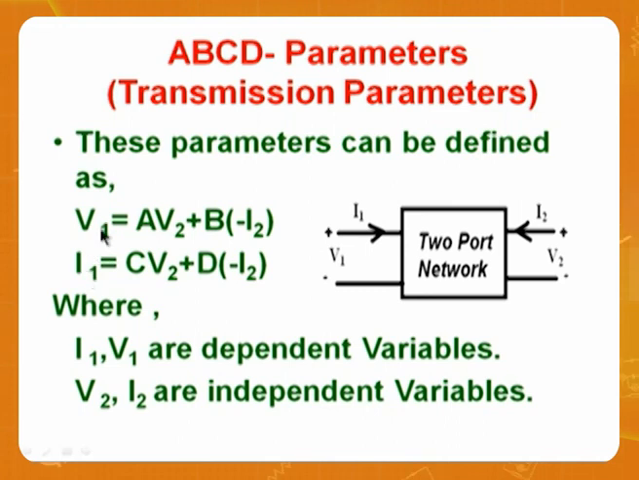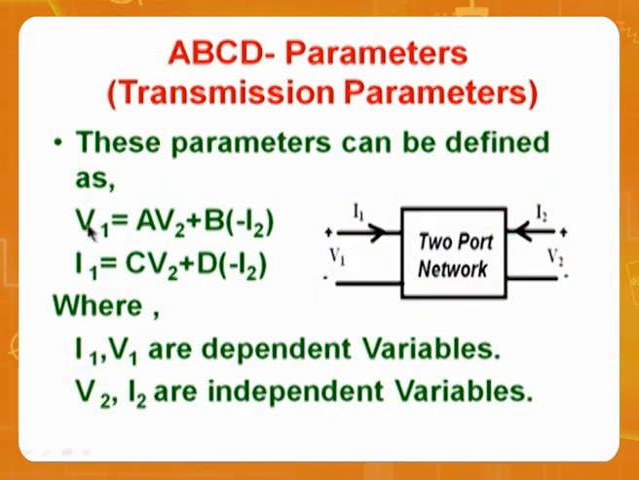So far we have been taking 1 2. Now we should not take 1 2. We should take 1 1. But instead of both currents and both voltages, we will take voltage. So first port voltage, first port current. Then they are being transmitted. That's called ABCD. That means V1 and I1 are dependent, V2 and I2 are independent.